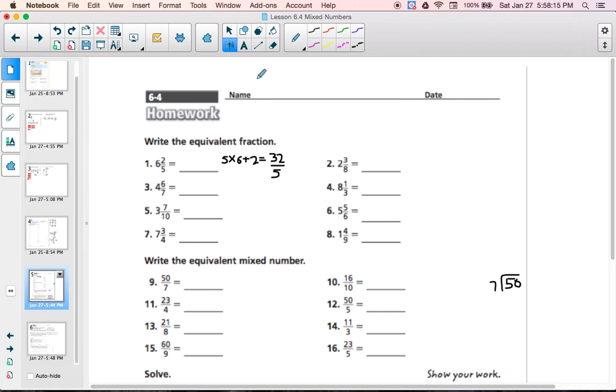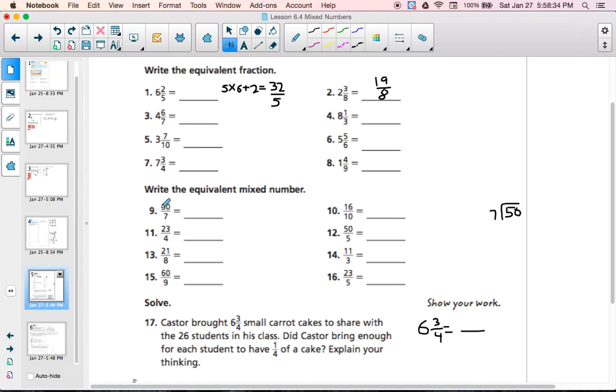You could do that over here. 8 times 2 is 16, 17, 18, 19 eighths. I've just changed the mixed number into a fraction. And then down below, it says write the equivalent mixed number. So here's a fraction, 50/7.